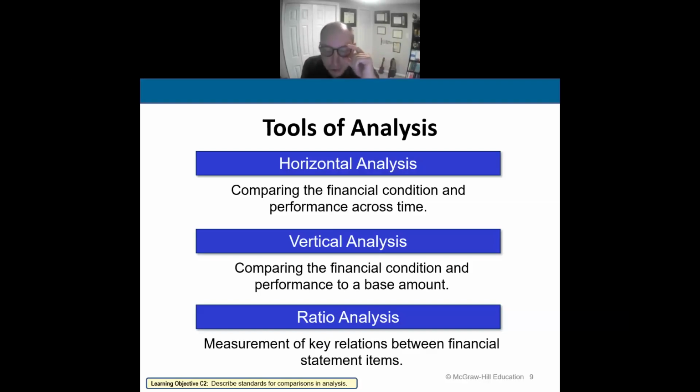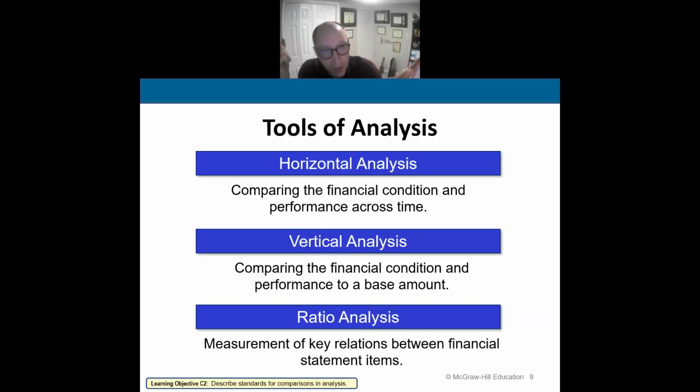The second tool we use is called a vertical analysis. This comes into importance when I'm looking at what I call common sized financial statements. Let's say we have two different companies. Let's say we have Marriott and we have Choice Hotels. All right, two very different hotel companies. Marriott owns most of their hotels. Choice Hotels franchises most of their hotels.